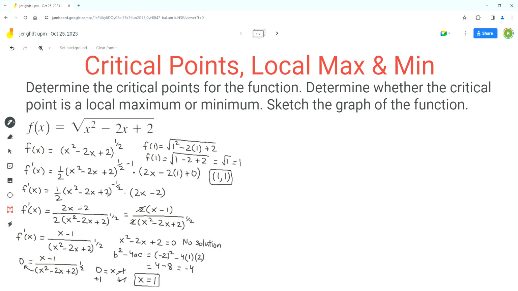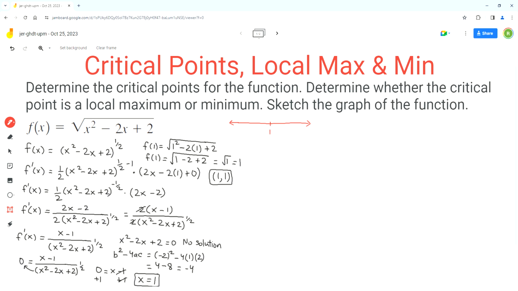Now we have to determine whether the critical point is a local maximum or minimum. And for that we can use the first derivative test. So the first step is to find out the intervals on which this function is increasing and decreasing. And for that we can use the number line method. So this critical number divides the number line into two parts. So we can show the critical number.